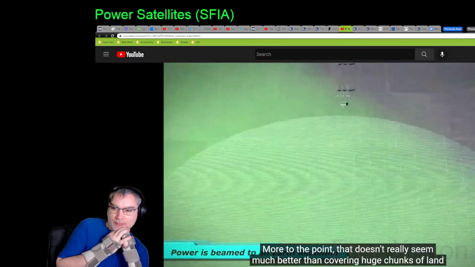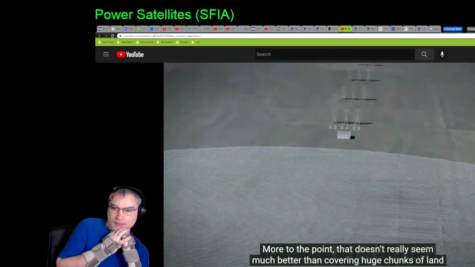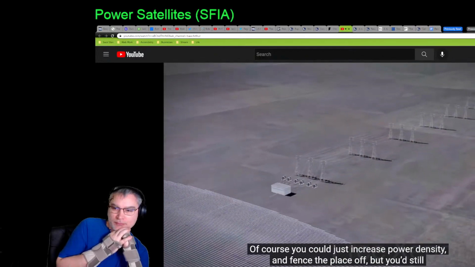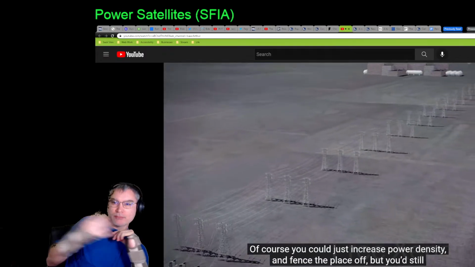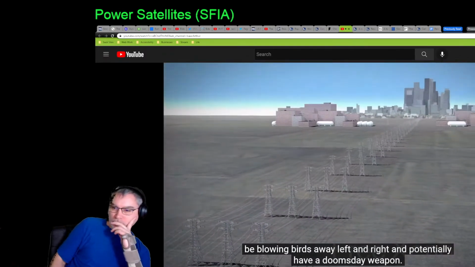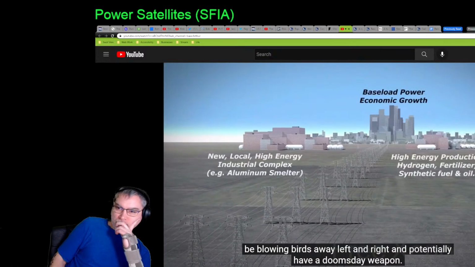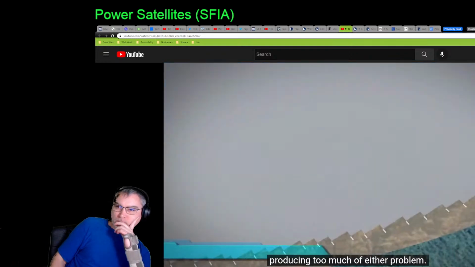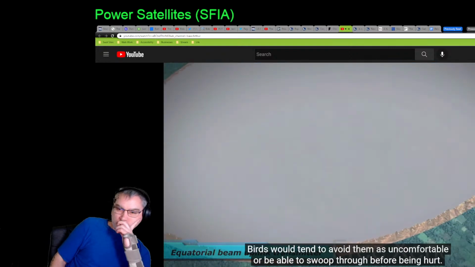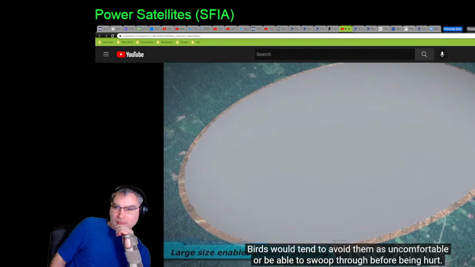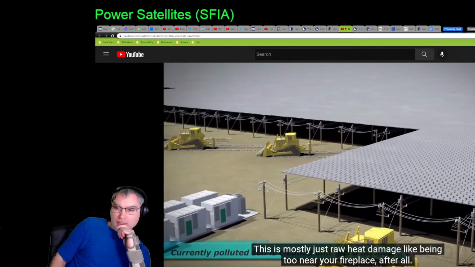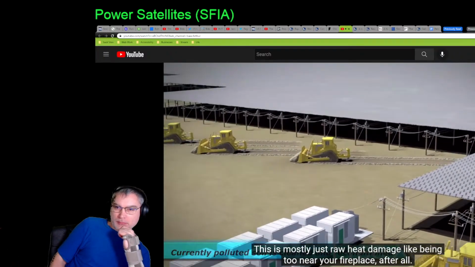More to the point, that doesn't really seem much better than covering huge chunks of land with solar panels. Of course, you could just increase power density and fence the plate off, but you'd still be blowing birds away left and right and potentially have a doomsday weapon. Though, realistically, you could ramp the beam intensity up an order of magnitude without producing too much of either problem. Birds would tend to avoid them as uncomfortable or be able to swoop through before being hurt. This is mostly just raw heat damage, like being too near your fireplace after all.